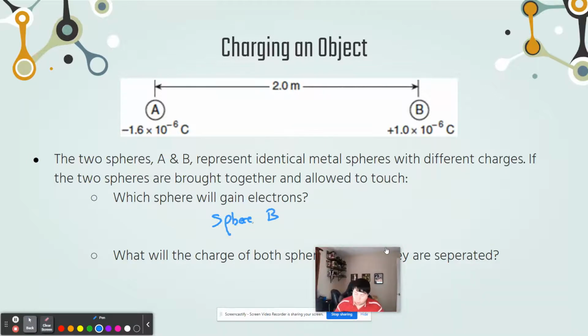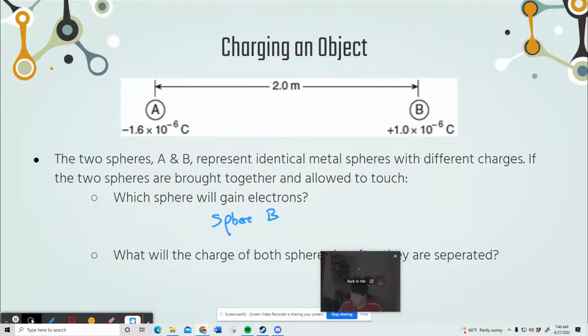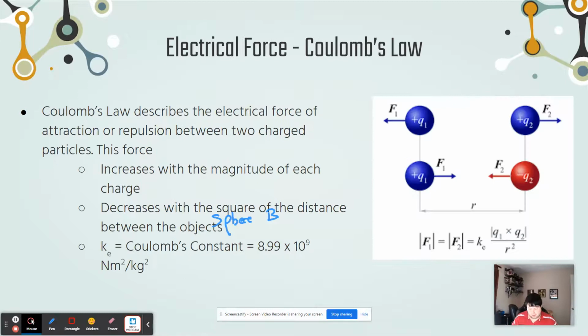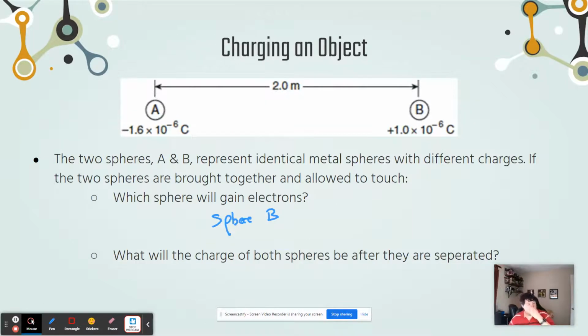Then it asks, what will the charge of both spheres be after they are separated? To figure out the charge after they're separated, we have to use the fact that these two things are conducting. And so they are going to want to become equally charged afterward. Now, this is a very specific type of problem that you'll see come up. And you could almost just memorize that anytime you want to find out the charge after two things touch, you are going to take the average.